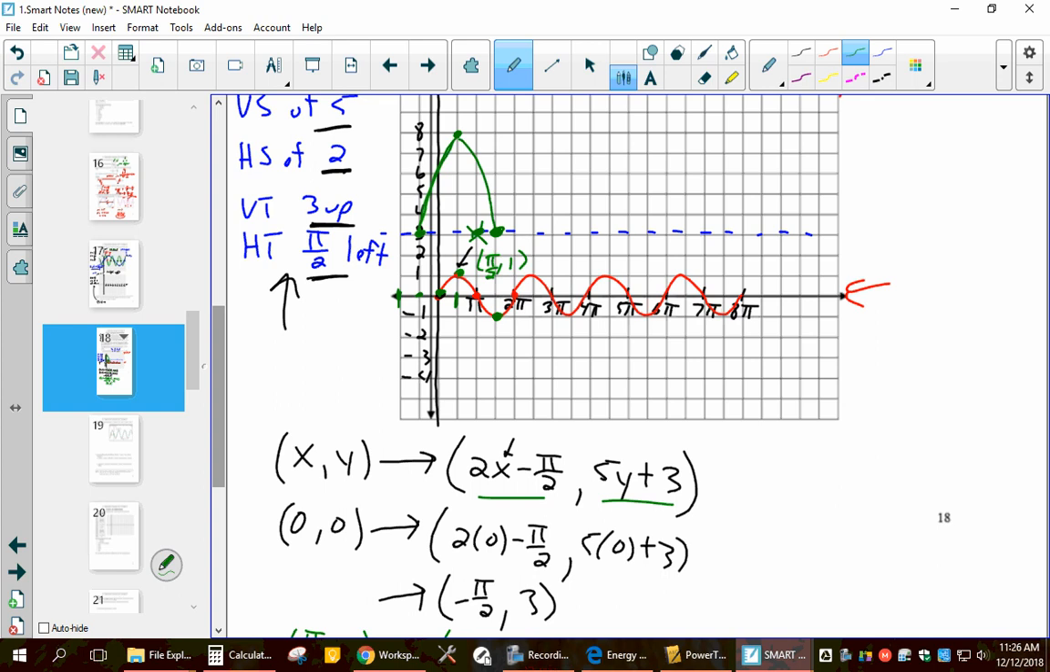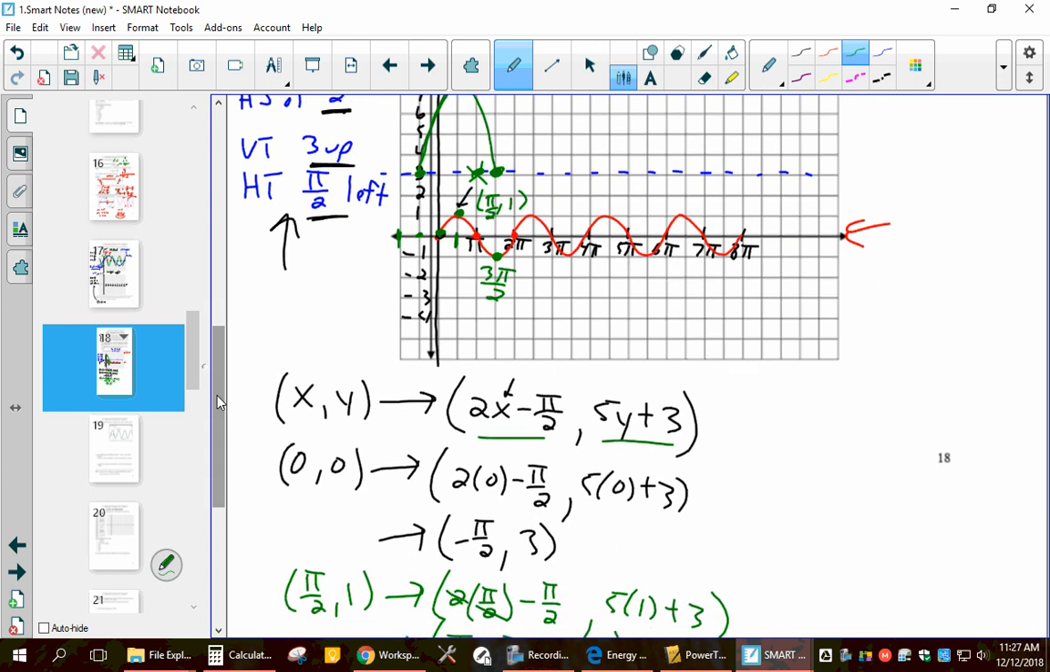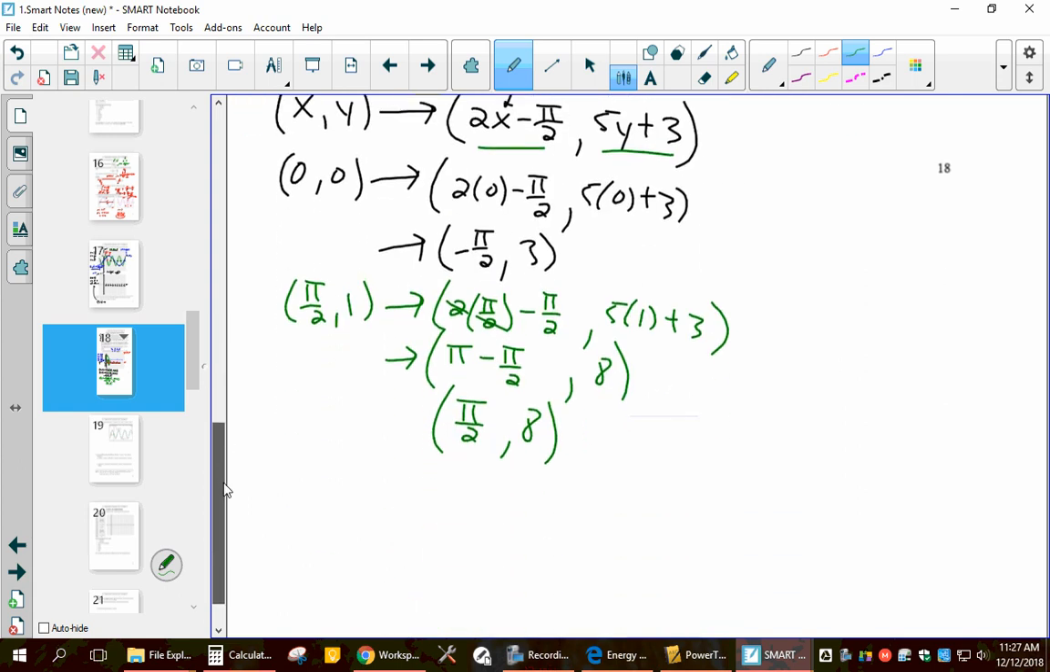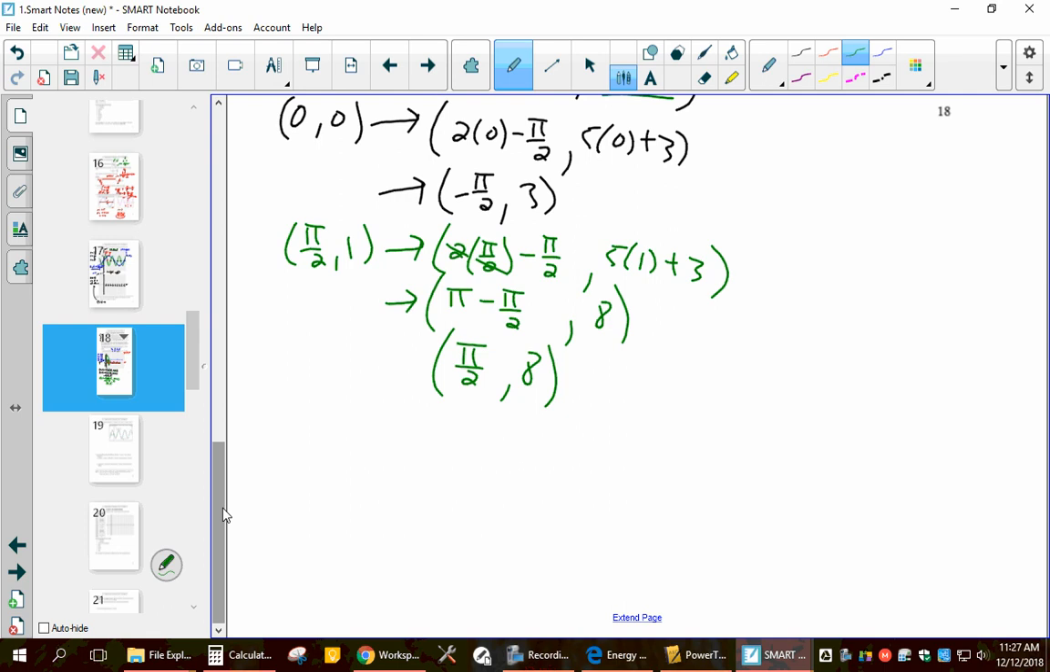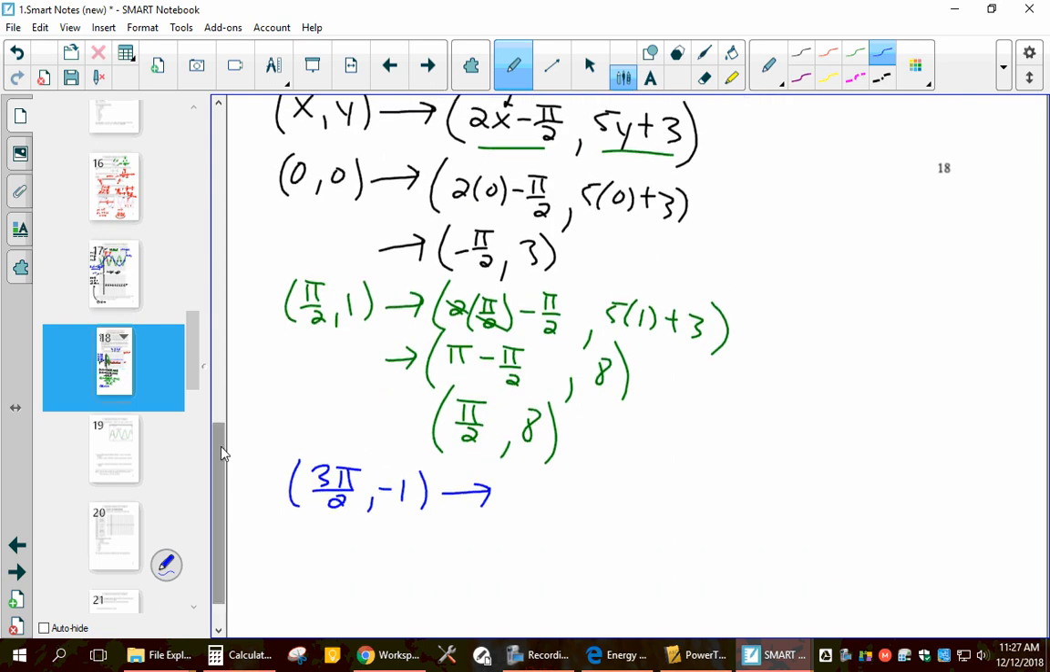Okay, so what would that be, Gary? Sorry, not being mean. 3 pi over 2. So where did that one go? The point 3 pi over 2 comma negative 1. Again, I'm just going to use my mapping notation and throw it into the mapping notation that we figured out.